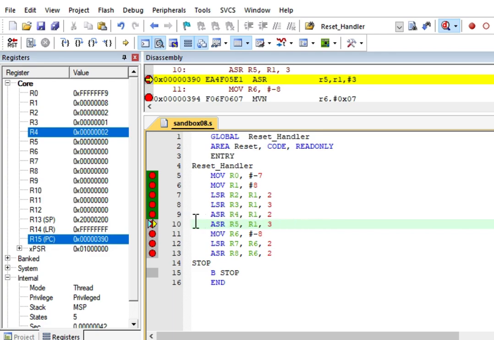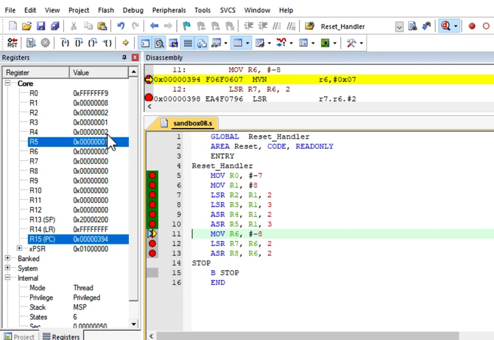And let me also execute instruction 10, because it's the same instruction, arithmetic shift right, only the shift has changed from 2 to 3. This is the same thing that we did with logical shift. We changed the shift from 2 to 3. The results changed from 2 to 1. Here also we're going to see the results changing from 2 to 1. So basically we're getting the same results that we obtained with logical shift.